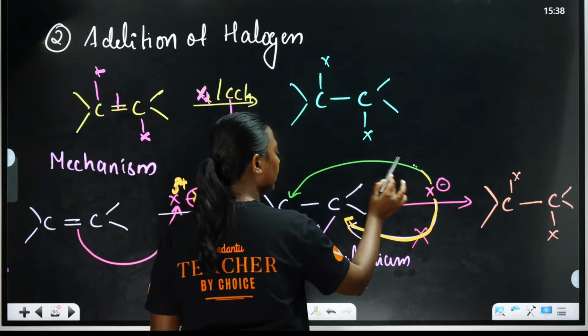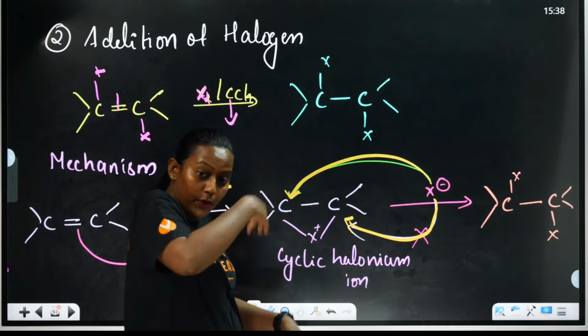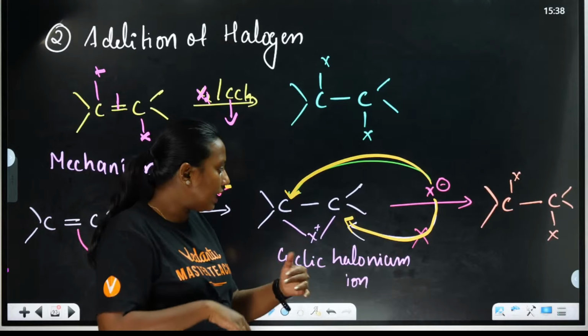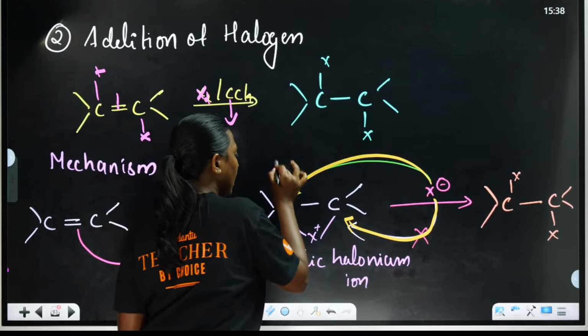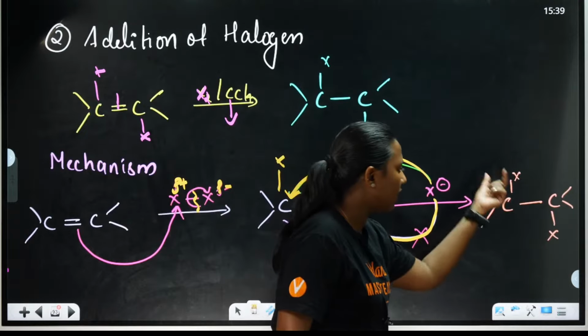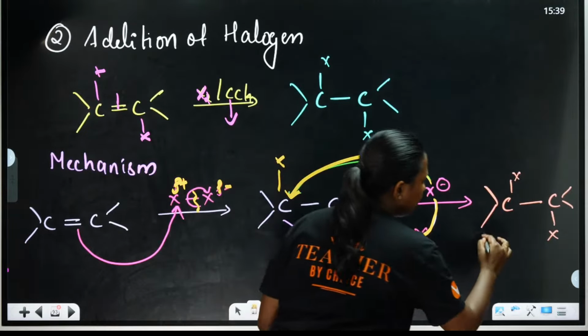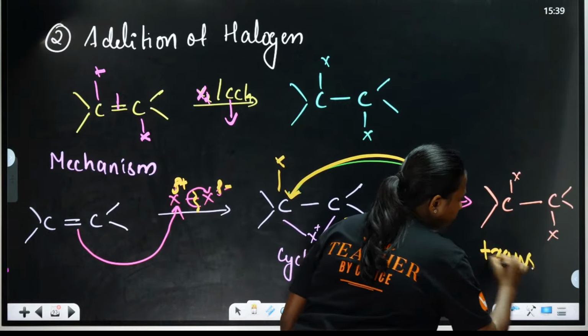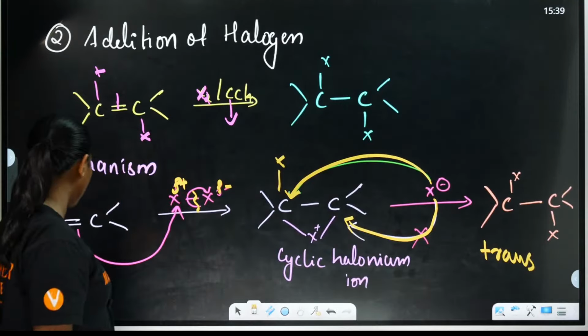So it will attack from the other side, the opposite side. It will attack on the opposite side and one halogen will attach here also. You will get the trans molecule, not the cis molecule. It's a trans molecule.